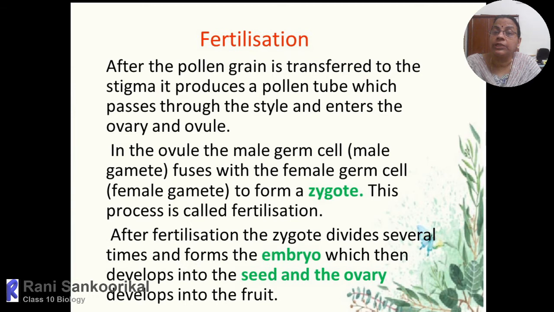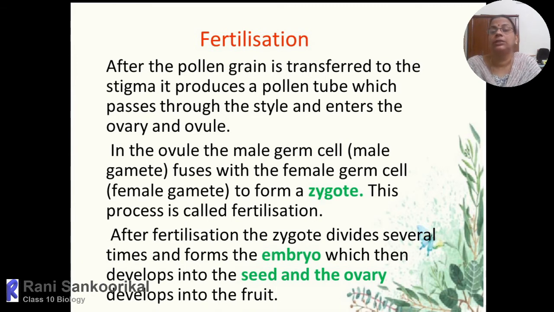Now we'll move on to the next term, that is fertilization. We have said the pollen will land on the stigma. Then the pollen will produce the pollen tube, which will carry the male gamete. Slowly it will penetrate through the style, enter the ovary and then the ovule. Within the ovule, the egg cell will be present. One of the male gametes will fuse with the egg.